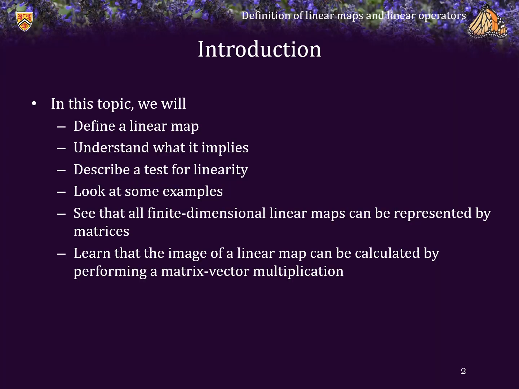So in this topic, we will define a linear map. We will also define a linear operator. We will understand what this implies. We will look at a test for linearity and how to determine when a map is not linear. We will look at some examples. We will then see that all finite dimensional linear maps can be represented by matrices. And then we will learn that the image of a linear map can be calculated by performing a matrix vector multiplication.